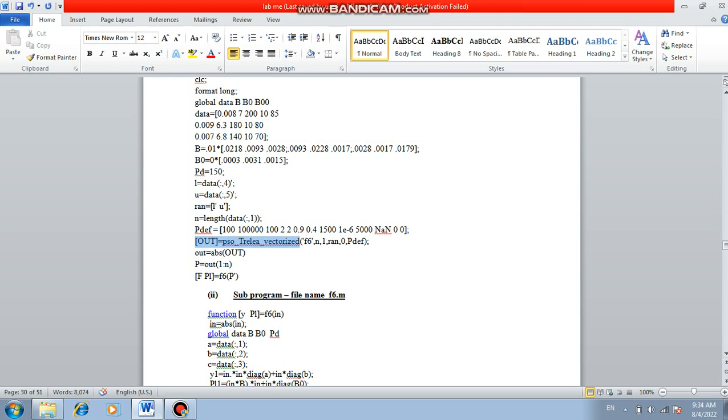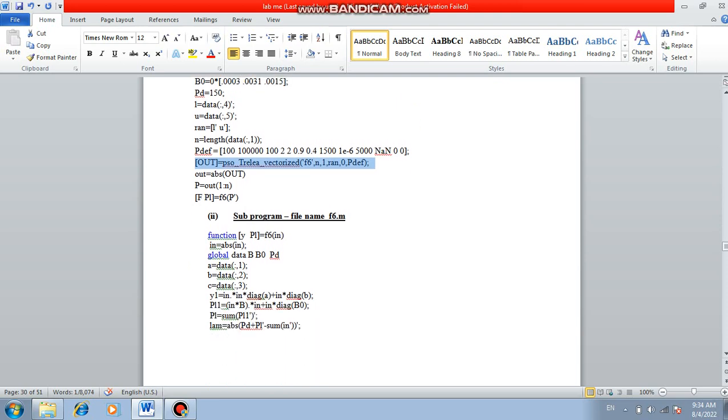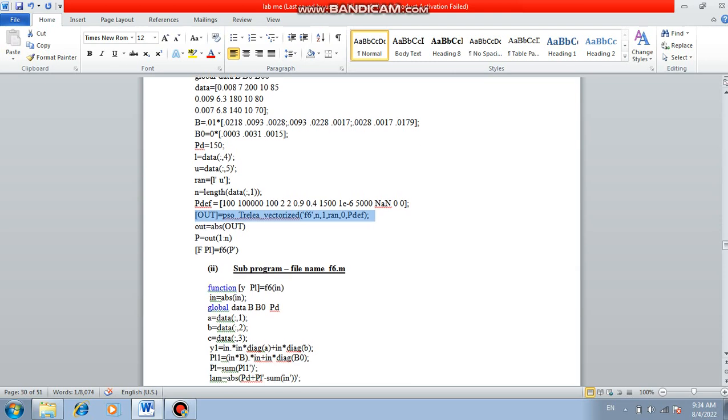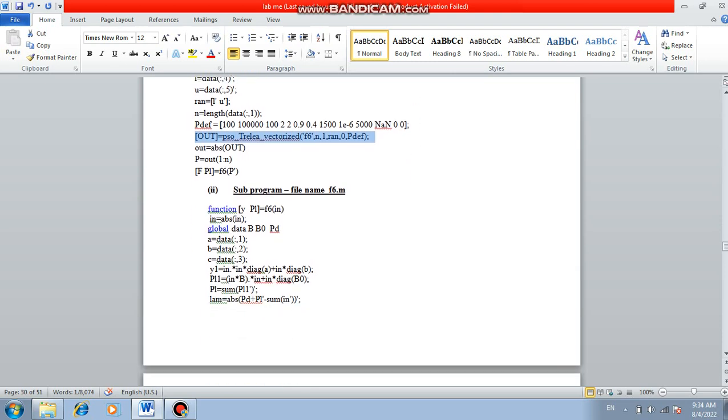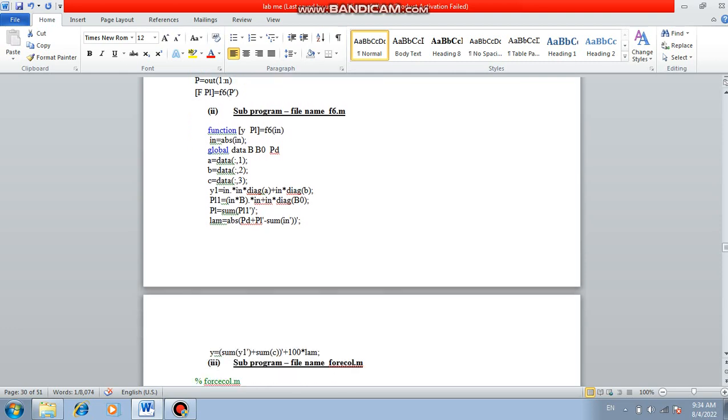The output is PSO_Trelea_vectorized with F6, dash, NL, random, 0, PDF. This is the main statement of this main program. PSO_Trelea_vectorized is another subprogram. There are many subprograms to solve this optimization problem. First is F6. F6 is one of the subprograms, where we have written the program for finding the economic dispatch.